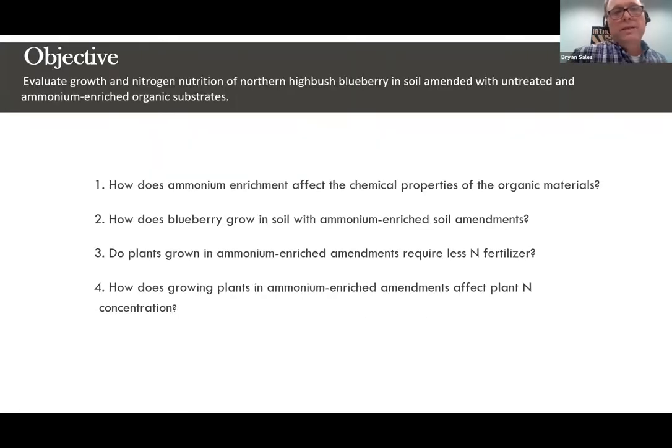So the questions we asked were: How does ammonium enrichment affect the chemical properties of the organic materials? How does blueberry grow in soil with ammonium-enriched substrates? Do plants grown in ammonium-rich amendments require less fertilizer? And how does growing plants in ammonium-enriched amendments affect plant nitrogen uptake and concentration?